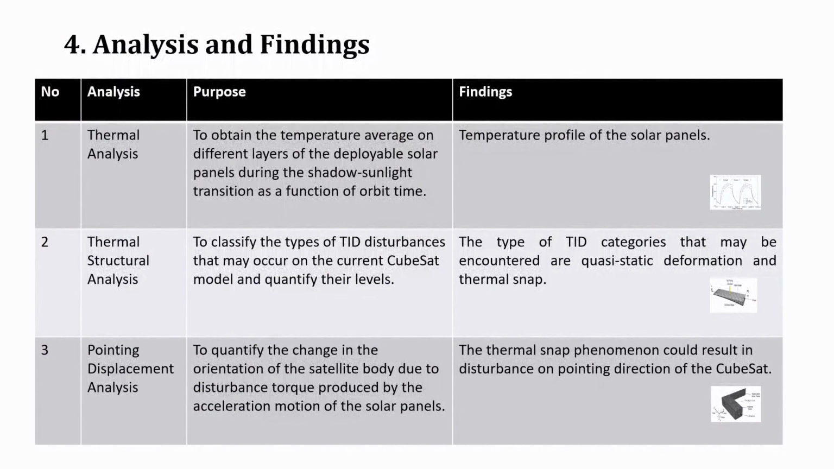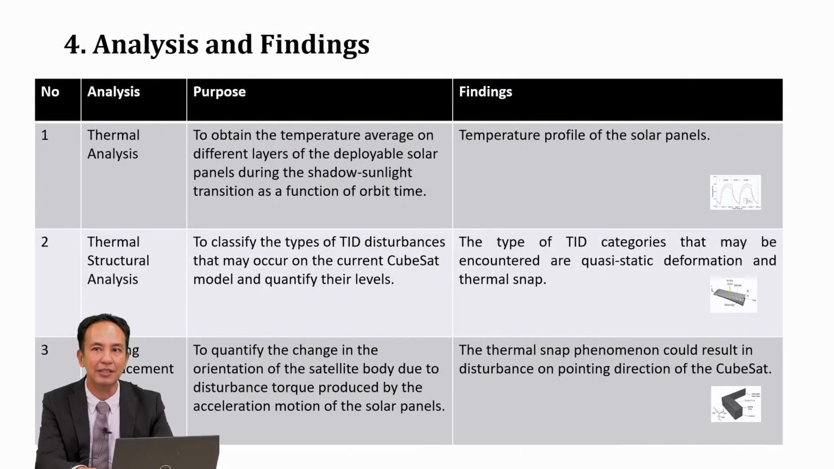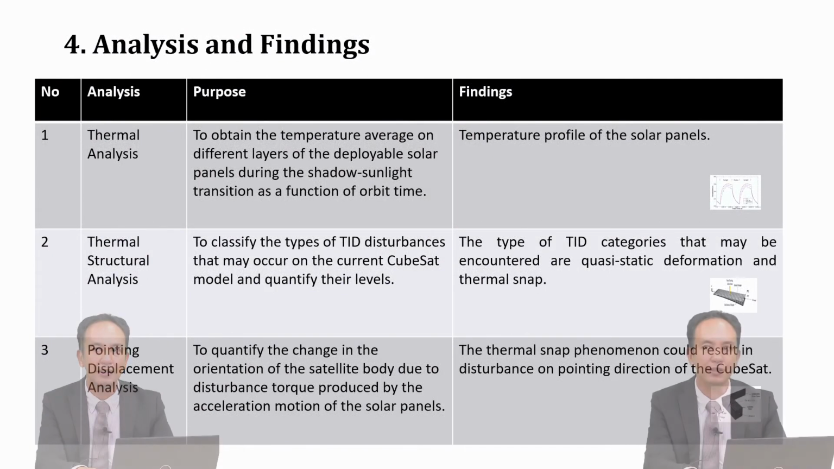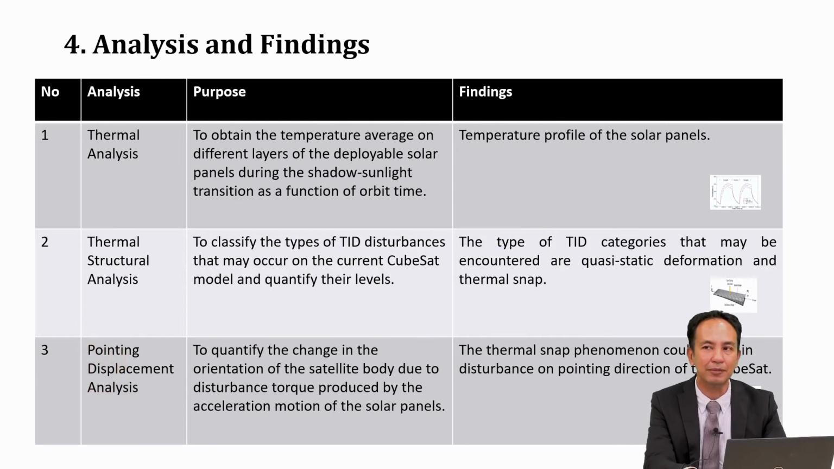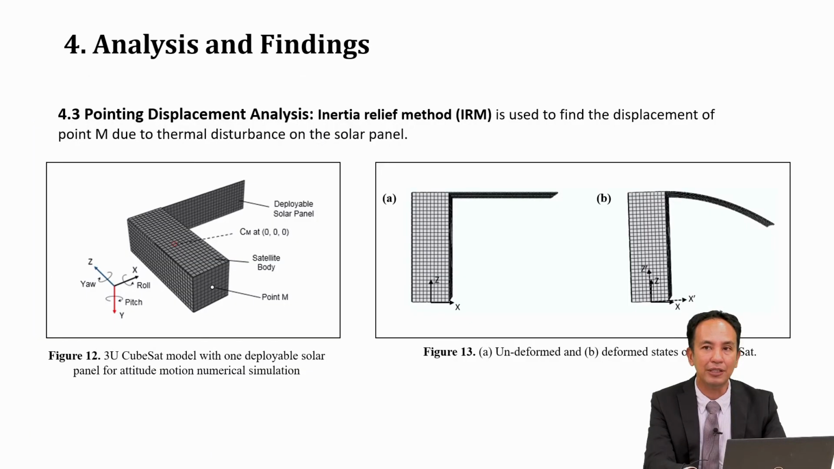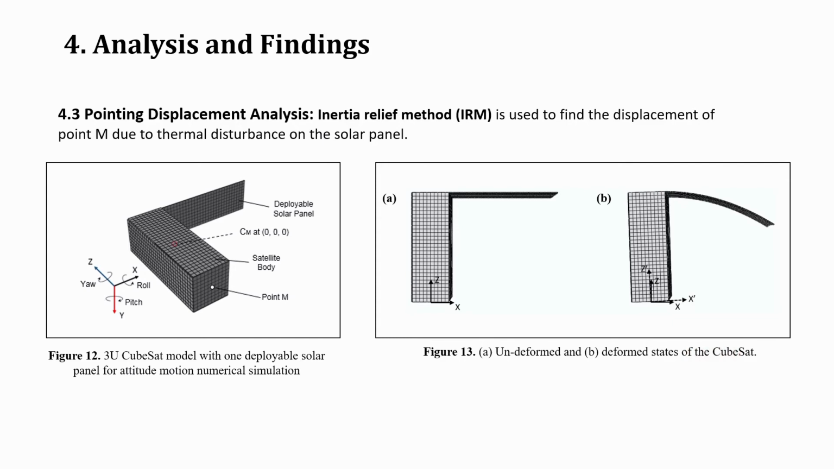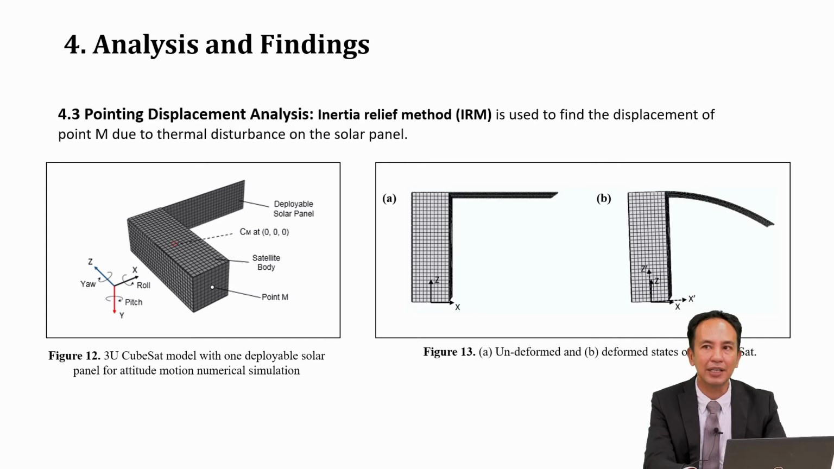The final analysis is the pointing displacement analysis that is used to quantify the change in the orientation of the satellite body due to disturbance torque produced by the acceleration motion of the solar panels. In order to do that, we choose one point of the body as a reference and use the inertial relief method or IRM to find the displacement of one point on the satellite body to check the rotation. The displacement are defined as rotation around the X, Y and Z axis, and all of them can be obtained through the inertial relief method.